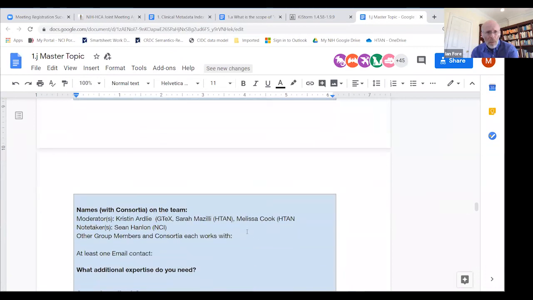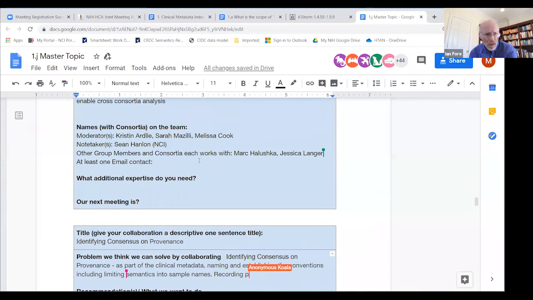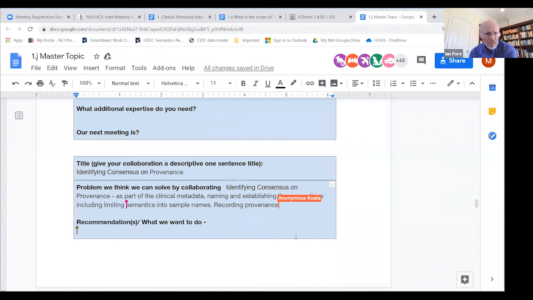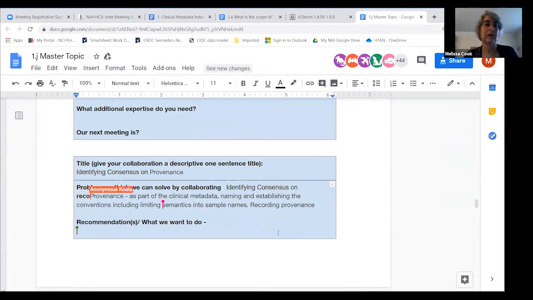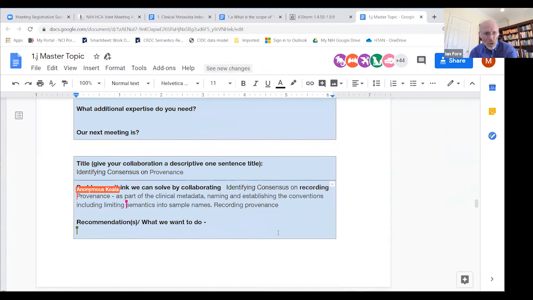I would expand it a little, Melissa, to make it a little bit clearer and say recording provenance. If you could scroll back up a little bit. Yeah, identifying consensus on recording provenance. Because it sounds like we're saying let's establish what the provenance should be. That's not what we're talking about. We're talking about how you would record different provenances.